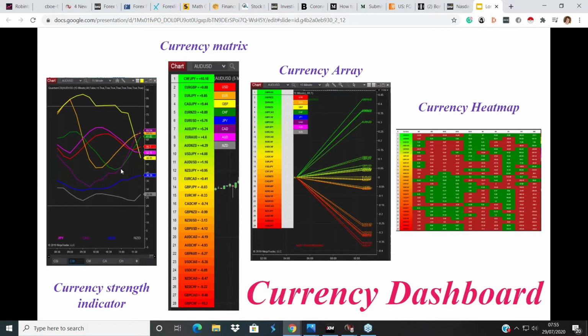Is there a reason for that? Is it to do with fundamentals? Is it to do with sentiment? It's just a very quick and instant insight into what is happening with what we call currency flows.